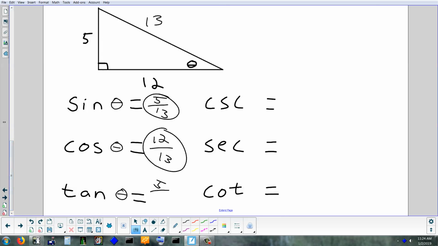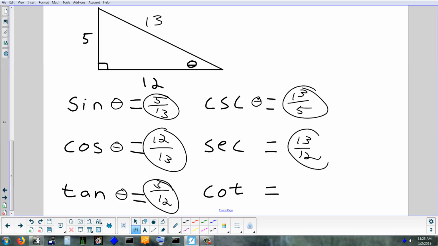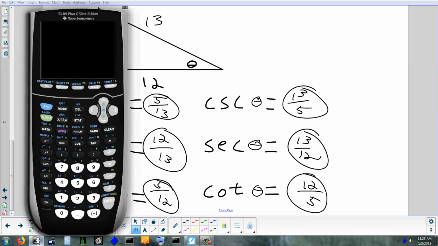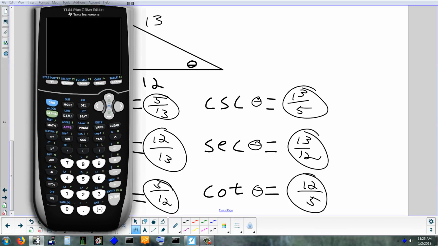Yep, I agree. And Renee, to get the cosecant, secant, and cotangent, what am I going to do with all those? Flip them. Yeah, we're just going to flip them. So we're going to get 13 fifths, 13 twelfths, 12 fifths. As far as the ones we're going to use the most often, sine, cosine, and tangent, we don't use cosecant, secant, and cotangent as much. Also, if you look at your calculator, there's no button for secant, cosecant, and cotangent.